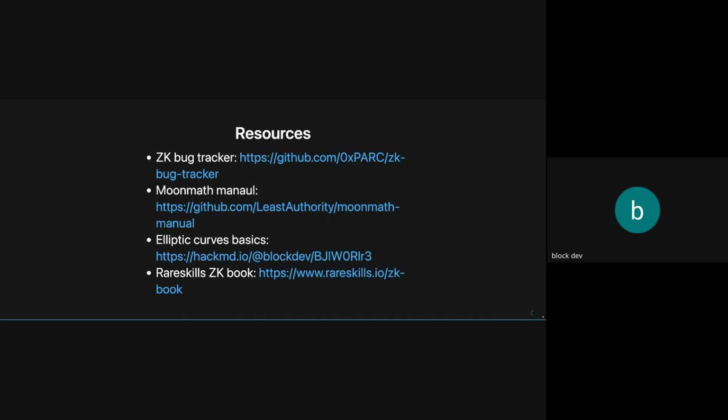Then certain resources. ZK Bug Tracker is really an awesome one. It is a collaboration between 0xPARC and PSE. And I'd suggest everyone go through it at least once to know what kind of bugs you can have. I just presented a small class of bugs there, but there are many more, especially in different parts of the stack as well. It's regularly maintained, and if you find that some bug is not present there, feel free to make a PR as well.